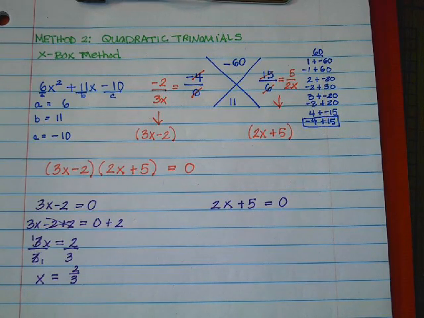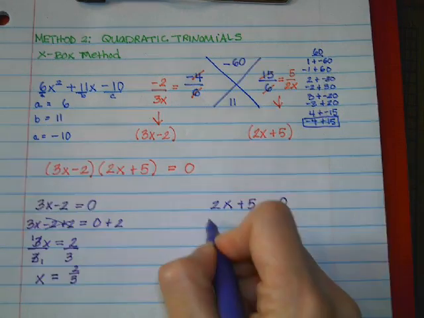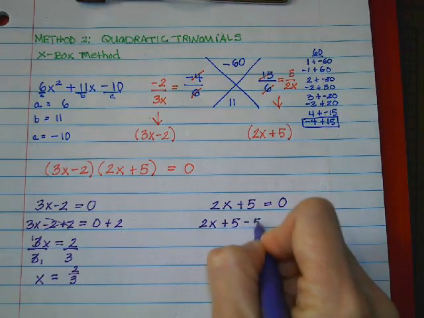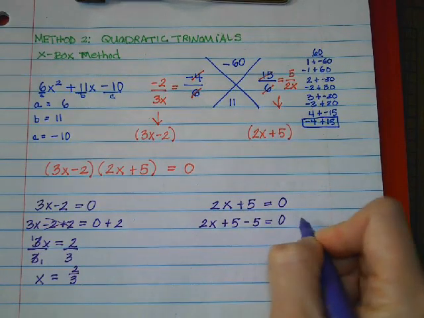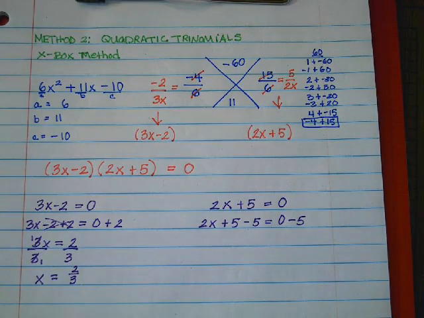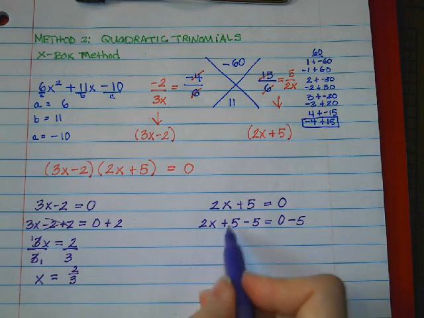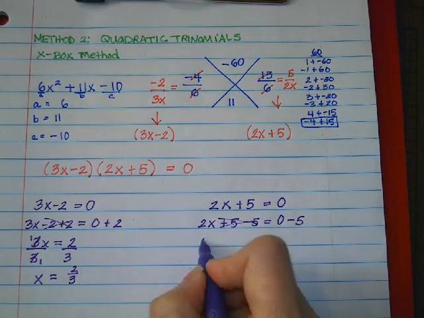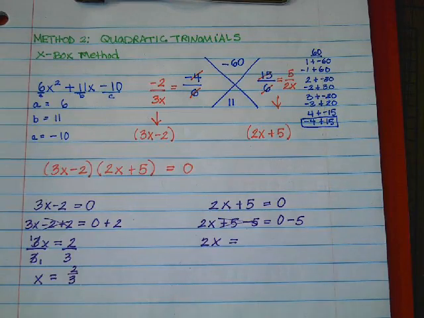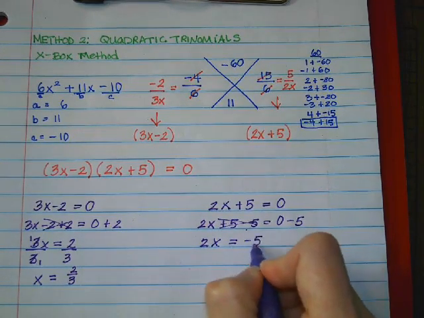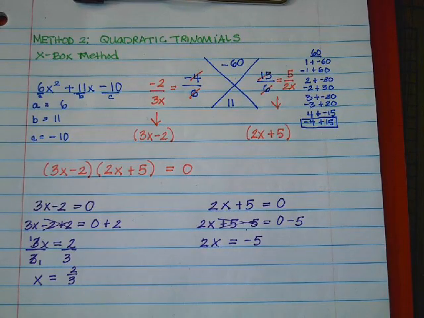Tell me, what will we do first now, Mackenzie? That's right, subtract 5. So we got 2x plus 5 minus 5. And if we subtract 5 on the left side, we must subtract 5 on the right side. All right, Mackenzie, what happens to that plus 5 minus 5? That's right, they cross cancel each other out, leaving me with just 2x. And what does 0 take away 5, Mackenzie? That's right, negative 5.